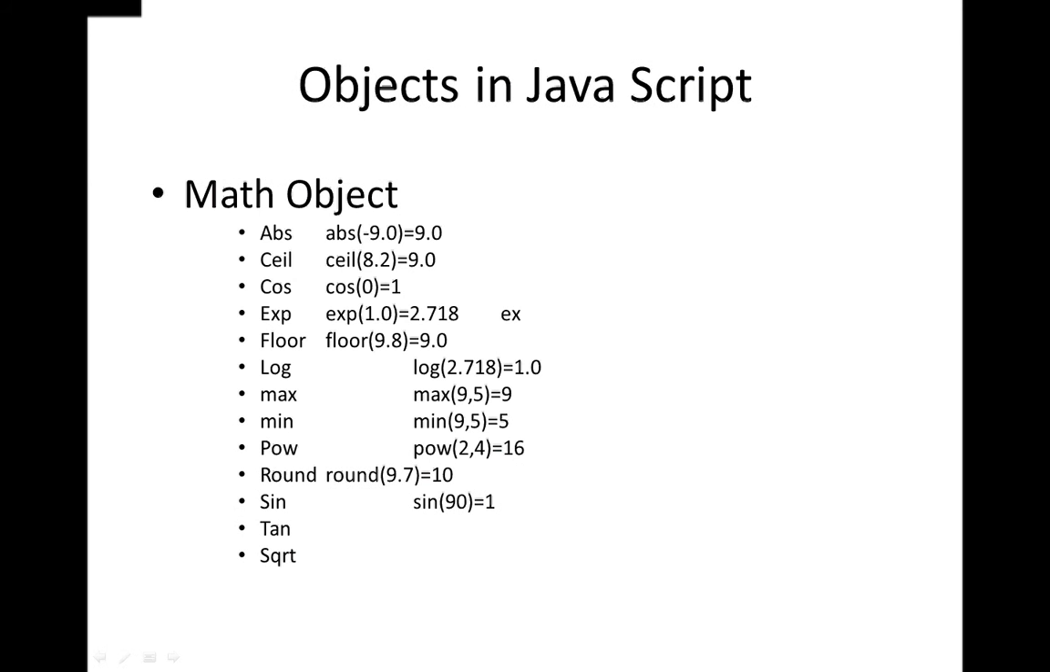In this video, we are going to discuss different objects in JavaScript like the math object, string object, date object, window object, document object, navigator object, and of course events.